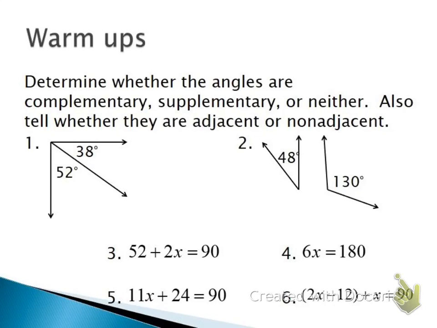All right, number one, who wants to raise their hand and tell me something they know about those two angles? Jaden. They are complementary because they add up to 90. All right, so we know that number one, those are complementary angles. Who can raise their hand and tell me if they are adjacent or non-adjacent? John? They are adjacent. They share a common vertex and a common side.